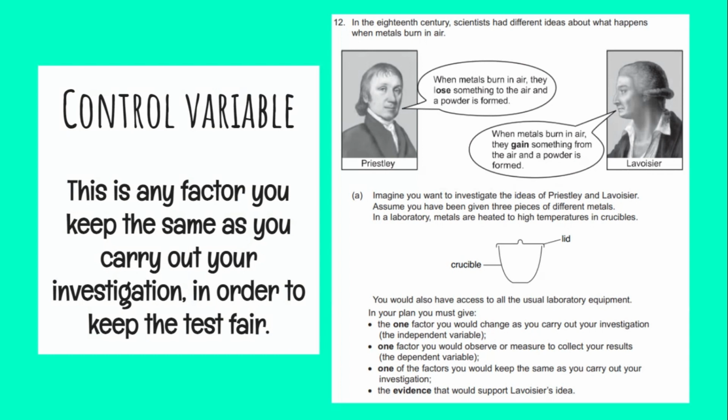So, in order to even things out, what you could suggest as one example is that you use the same period of time and the same type of flame of Bunsen burner to heat your metals. You can also talk about other things like making sure that the height of the crucible above the Bunsen flame is the same for all three metals. All of these things help you keep the test fair.